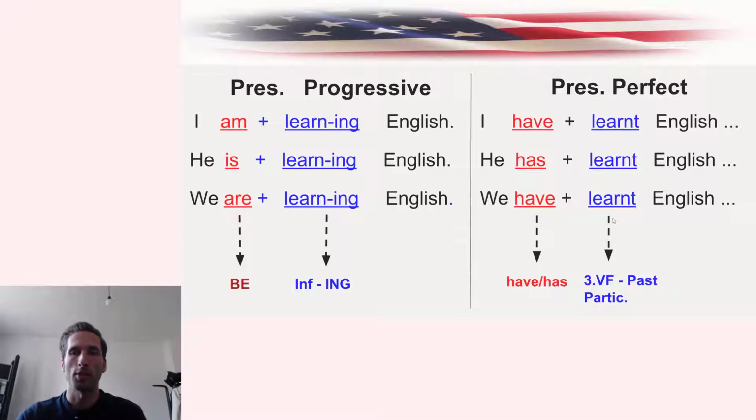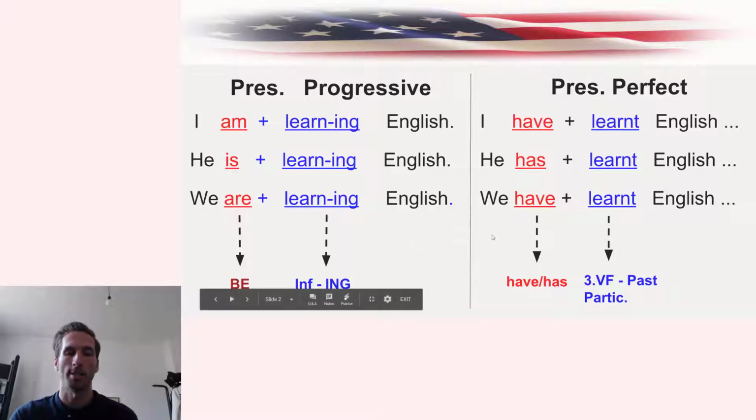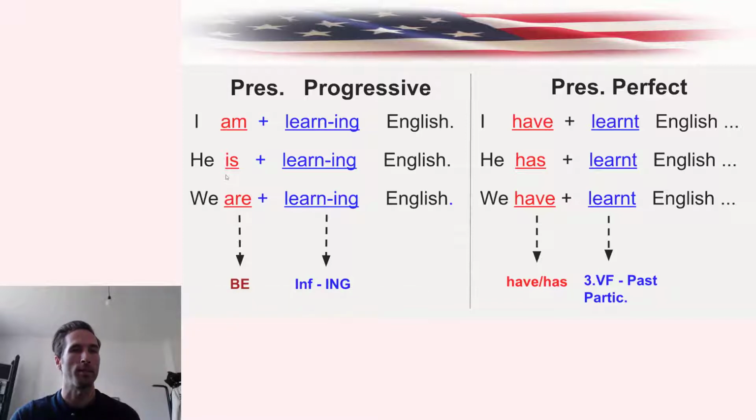Now, this is pretty much it for the basic explanation of the difference between the two. To summarize again, as you can see, we have very different helping verbs in both of these tenses. We have be, or is, am, or are, for the present progressive with a verb infinitive and ing, versus present perfect where we have have or has plus a past participle or third verb form. And this is where the confusion always starts. Now, what do I have to use?